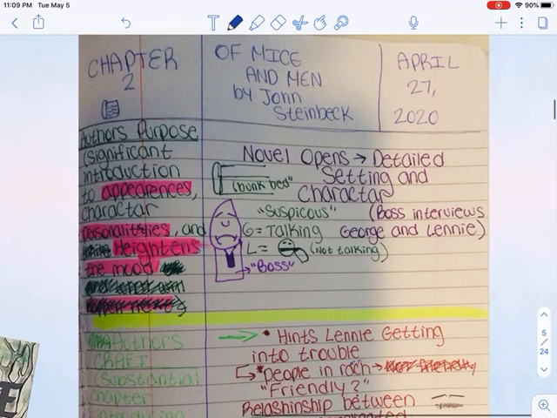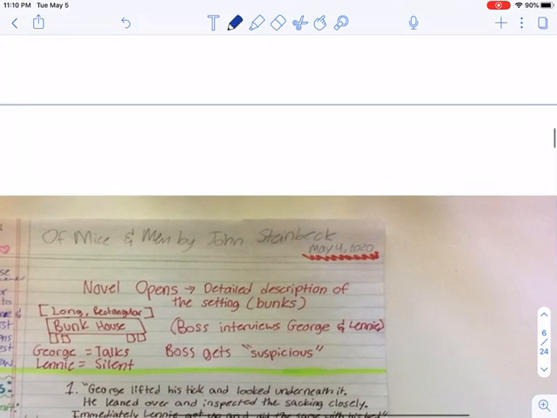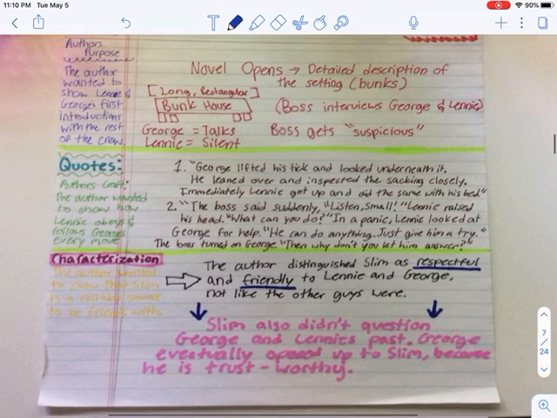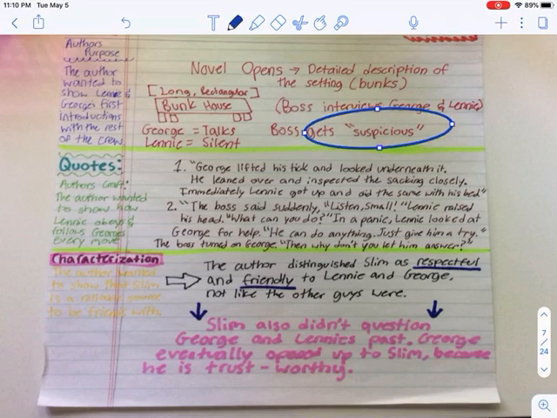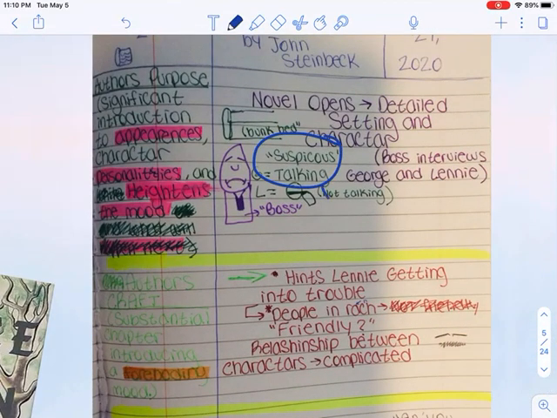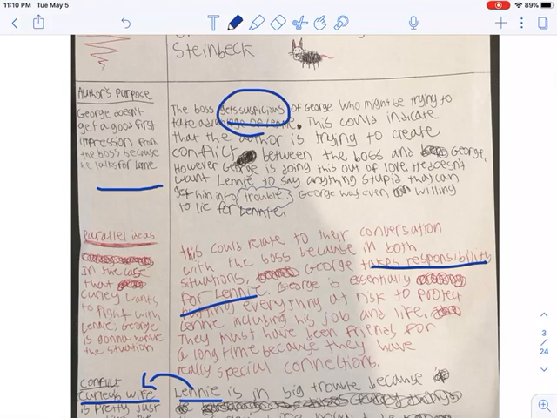I come up to Charlene's. She's also writing about chapter 2. The novel opens. There's a detailed setting and character. There's the bunks. Suspicious. Boss interviews George and Lenny. Significant introduction to appearances. And as I was reading, I got down to, this is Ava's, isn't it? And then I saw something right here. Here it is. The boss gets suspicious. Now, I don't know if you all saw that, but here I see it one time, someone wrote the word suspicious. Up here, Charlene also wrote the word suspicious. And look, it's here again.